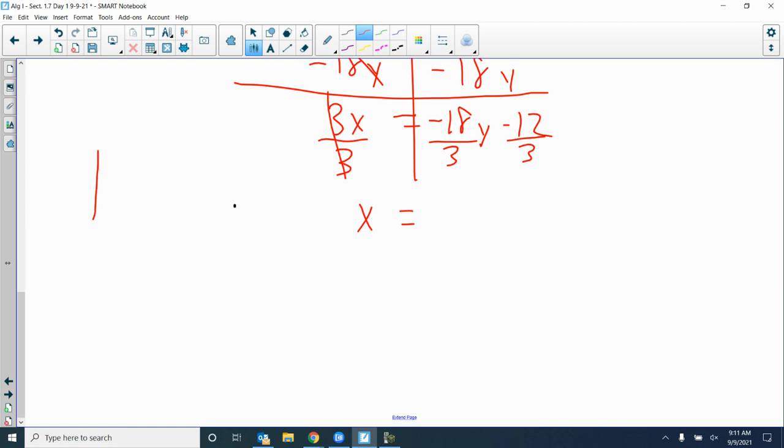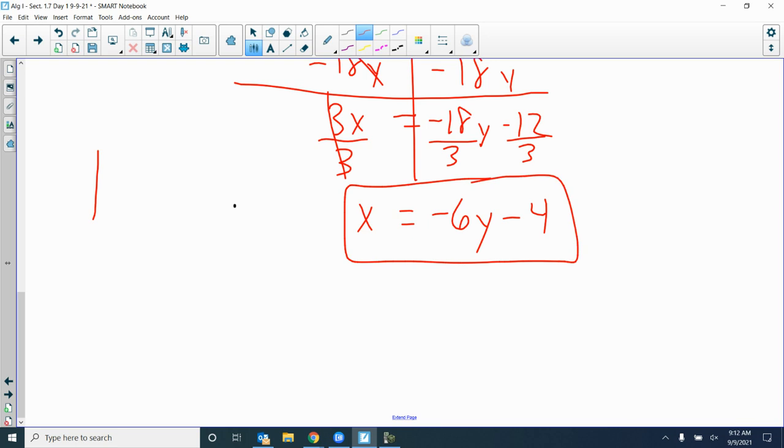What's my first term going to simplify to? Go ahead, Mason. 6. Careful. Negative 6. Don't lose my negative sign. And then what about the next one, Mason? 4. Negative 4. That's simplified nicely. What do you guys think? Not too bad? Is there any more? One more on that.